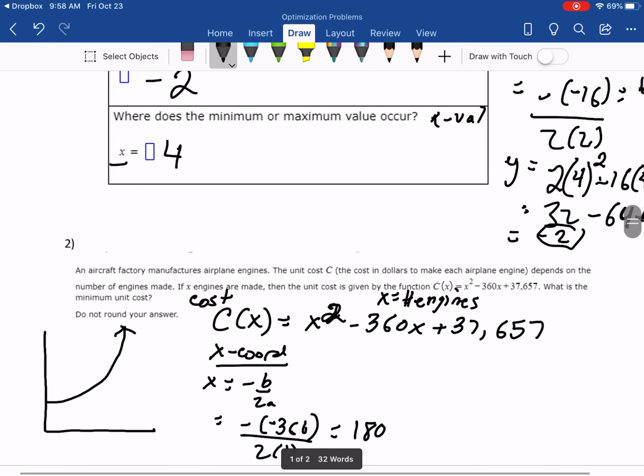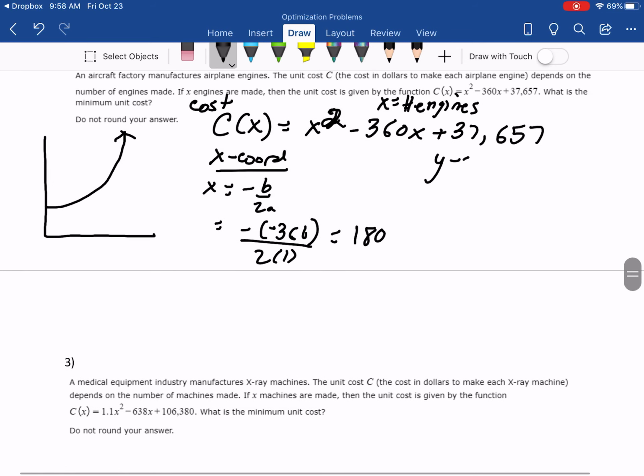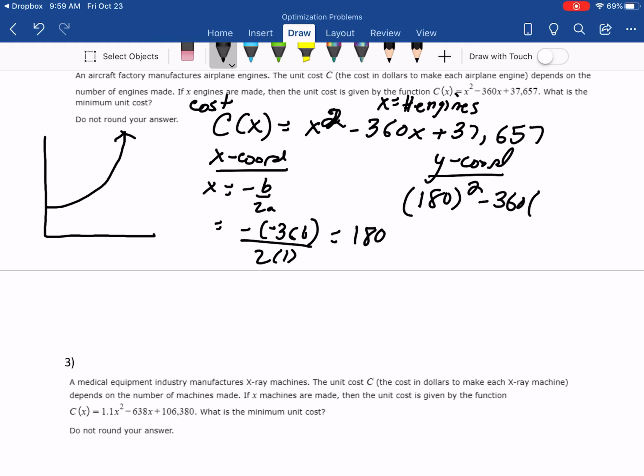So to get the y-coordinate, we'll substitute. It'll be 180 squared minus 360 times 180 plus 37,657. So that is, one second, I need to do this in my calculator. 180 squared minus 360 times 180 plus 37,657, which is 5,257.